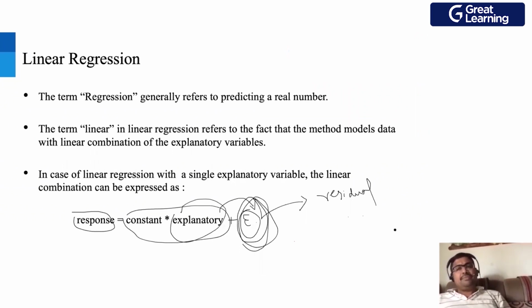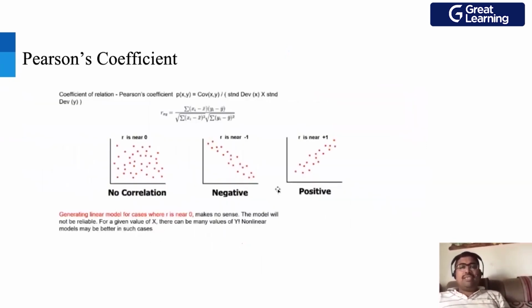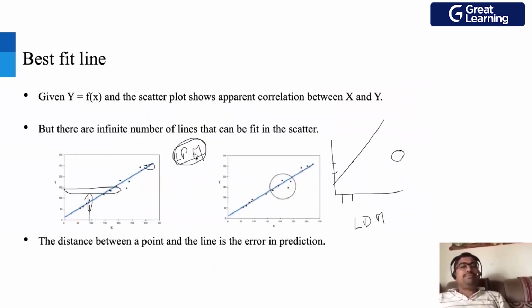Is it making sense? That's why there is an element of probability influencing this calculation of errors, and that's why this model is called a linear probabilistic model. Whereas when the values between x and y are perfectly equal, it becomes a linear deterministic model. Okay.